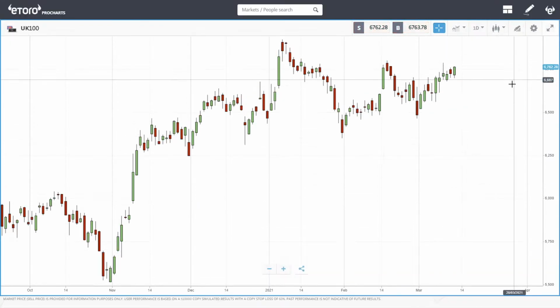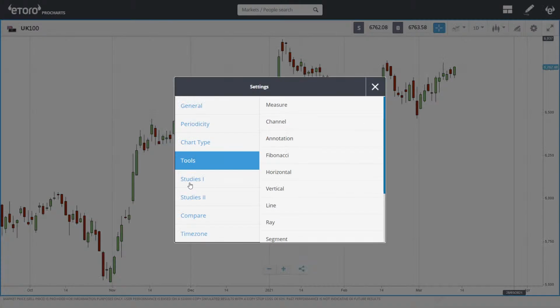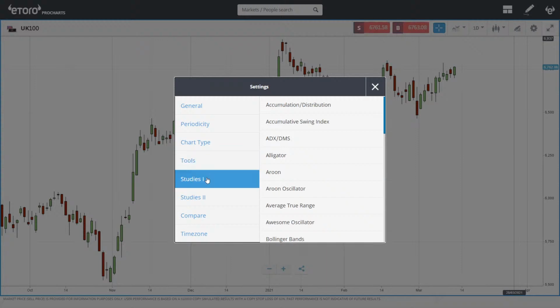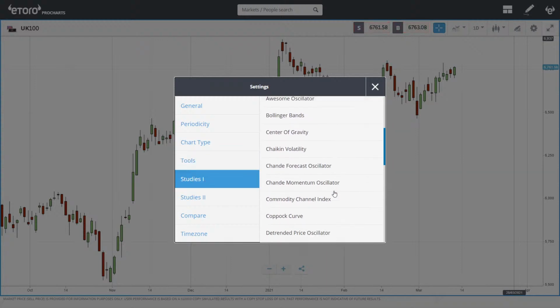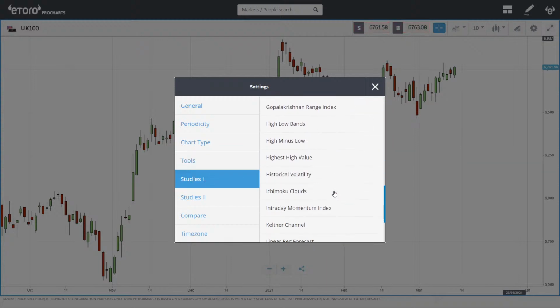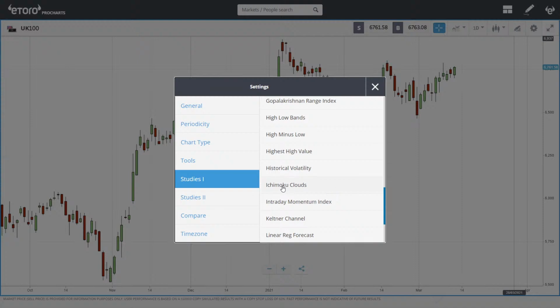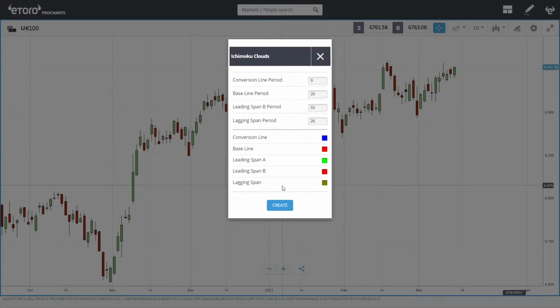So if you want the cloud, you go to this tool here, and then you go to studies one. Then you just go down, and you see the cloud here, Ichimoku clouds. And then you get this. The thing here is that I don't like the lag span indicator, and you can't get rid of it. So that is really irritating for this.